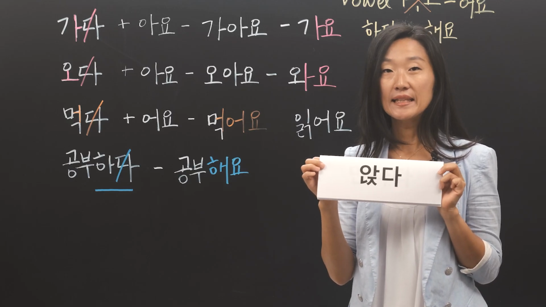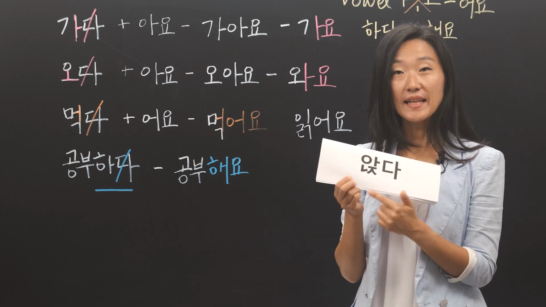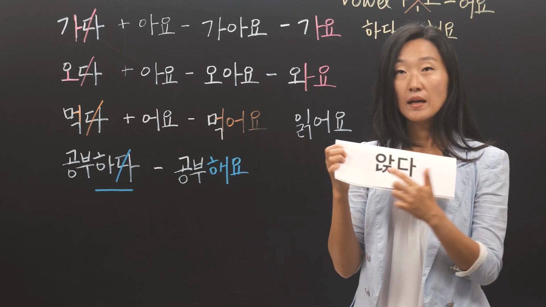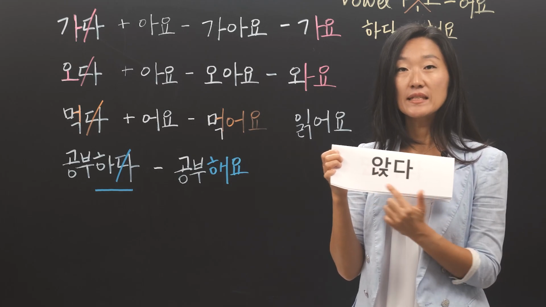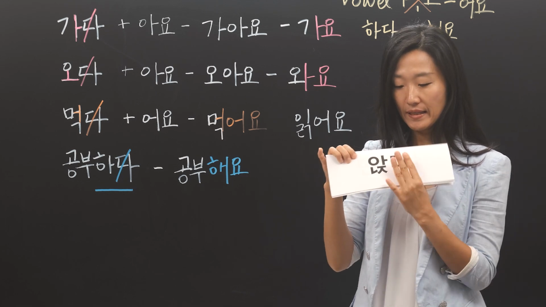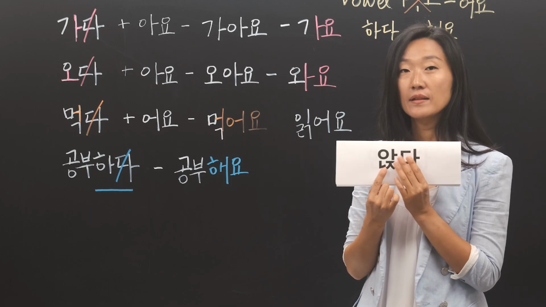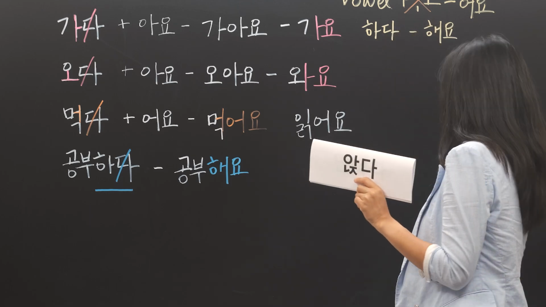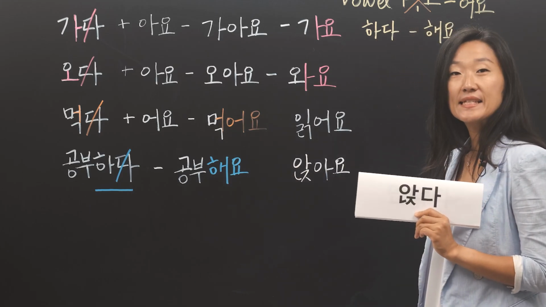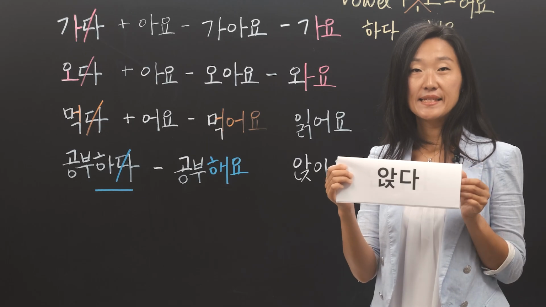앉다. To sit. 앉다 has two consonants. The ㄴ is pronounced. 앉다. And the last vowel is a. Then we add 아요. 앉아요.